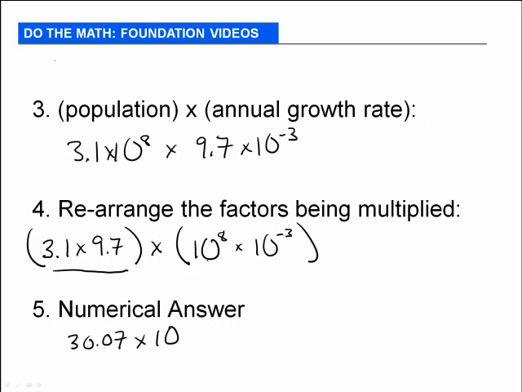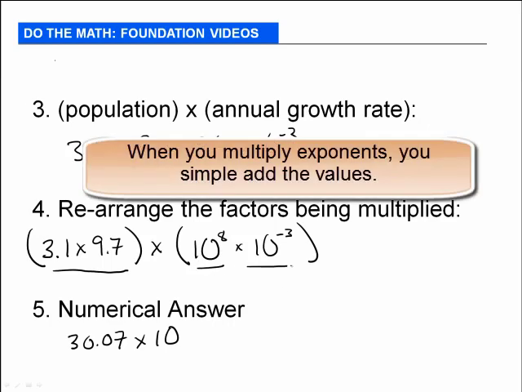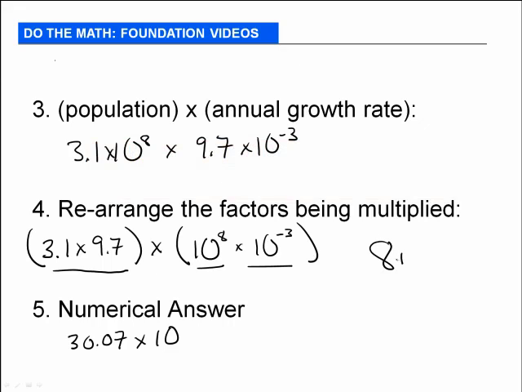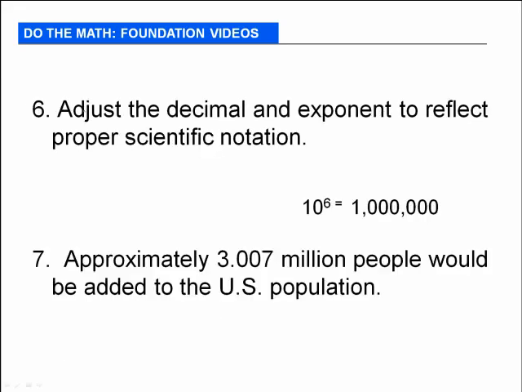Now here's the tricky part. Not tricky at all. This is kind of cool. When you multiply exponents, you add the exponents. So instead of saying like 8 times negative 3 or something like that, you don't do that. You add them. So it'll be 8 plus negative 3. And that clearly is, well, 5. So the answer, although it's not quite in the right form, so let's talk about that. So I've got 30.07 times 10 to the 5th.